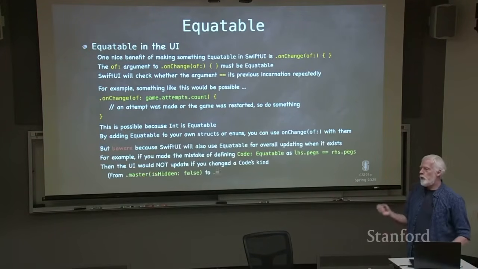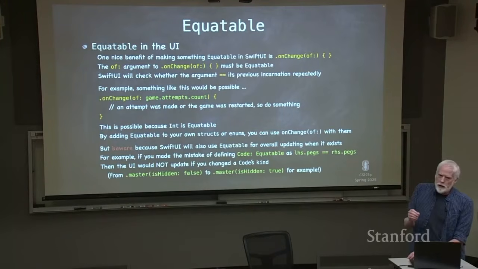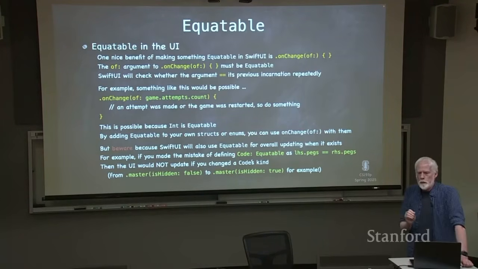But I do want to give you a warning here about equatable and the UI: the UI will use your equatable to see if something has changed, because SwiftUI wants to be very conservative about calling var body. It doesn't want to call var body unless something has actually changed. So be careful if you implement equatable that it is really what you mean, that these two things are really equatable.